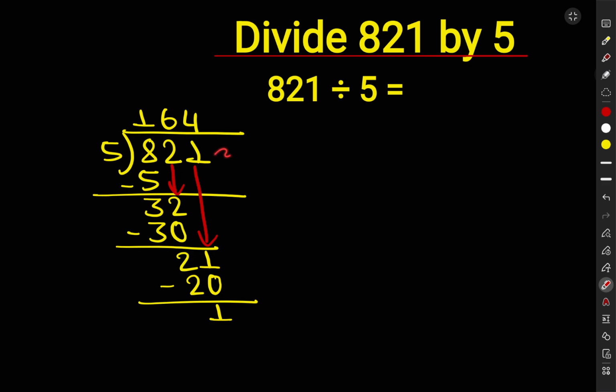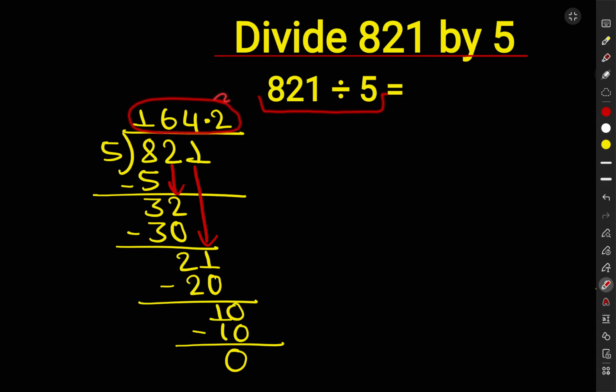So now we have no other number to put down. So we take a decimal here, so that we put 0. So it is 10 and 5 times 2 is 10. On subtracting we get 0. So 821 divided by 5 is 164 decimal 2.